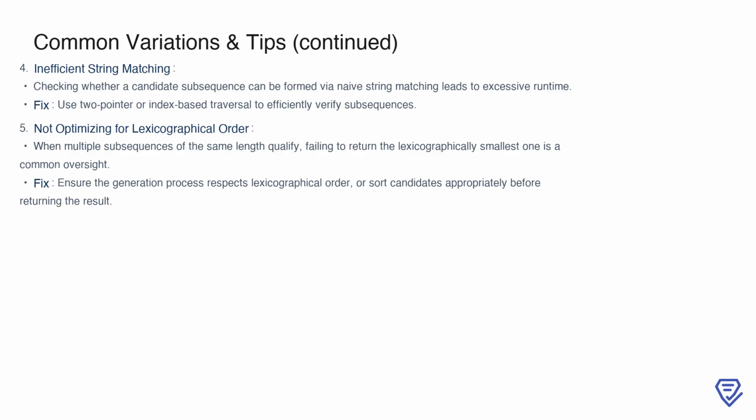Additionally, when multiple valid subsequences of the same length are possible, it's easy to overlook the requirement to return the lexicographically smallest one. This is a common oversight that can lead to incorrect answers. To avoid this, ensure the subsequences are either generated in lexicographical order or sorted appropriately before returning the result. Incorporating these optimizations will make your solution both efficient and correct.